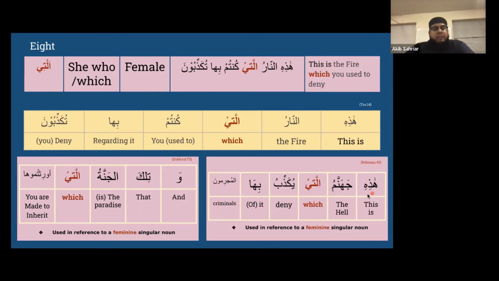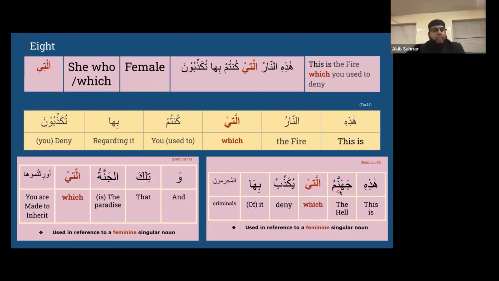Surah Rahman, hadihi, again, this is Jahannam. So now instead of being nar, Allah subhanahu wa ta'ala brought Jahannam. So now we know that Jahannam itself, the hellfire, whether Allah refers to it as nar in the Quran or as Jahannam, they're both feminine, right? That's why hadihi was brought, and that's why allati was brought, because nar and Jahannam are both feminine words.